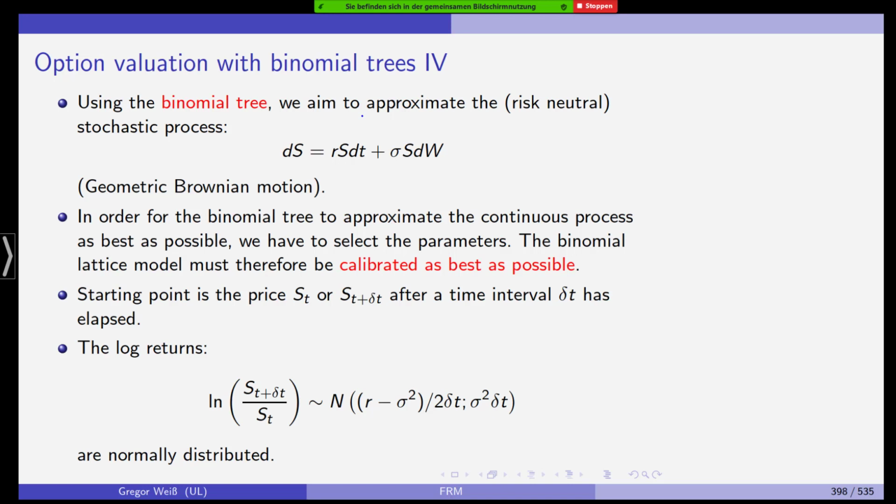With the geometric Brownian motion, they are normally distributed. So ln of S_{t+delta t} divided by S_t is normally distributed with (r minus sigma squared divided by 2) delta t as expected value and sigma squared delta t as variance. If this is the first result from applying a geometric Brownian motion, we would hope for the binomial tree to respect this as well, to give us log returns that are normally distributed.